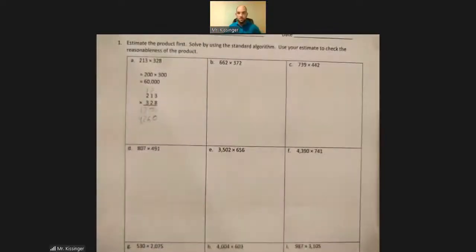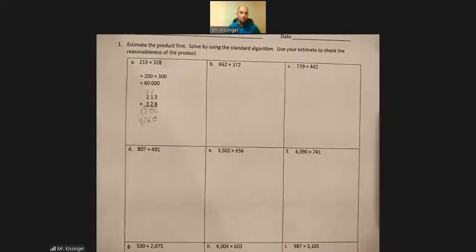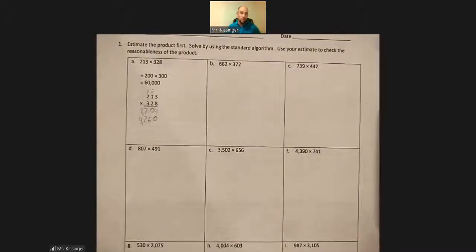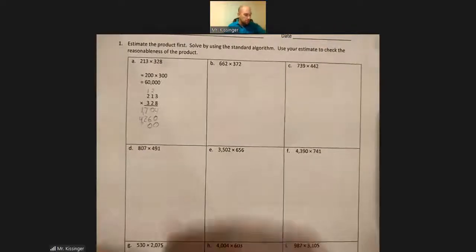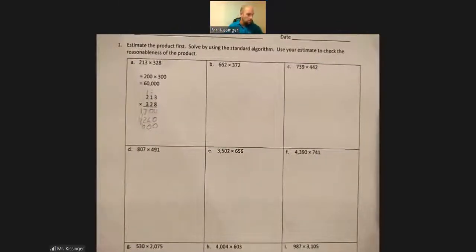And then our last place value is our hundreds place. That's a 3. So we're going to multiply 213 by 3, except it's not 3, it's 300. So we're going to add 2 zeros. 3 times 3 is 9. 1 times 3 is 3. And 2 times 3 is 6.